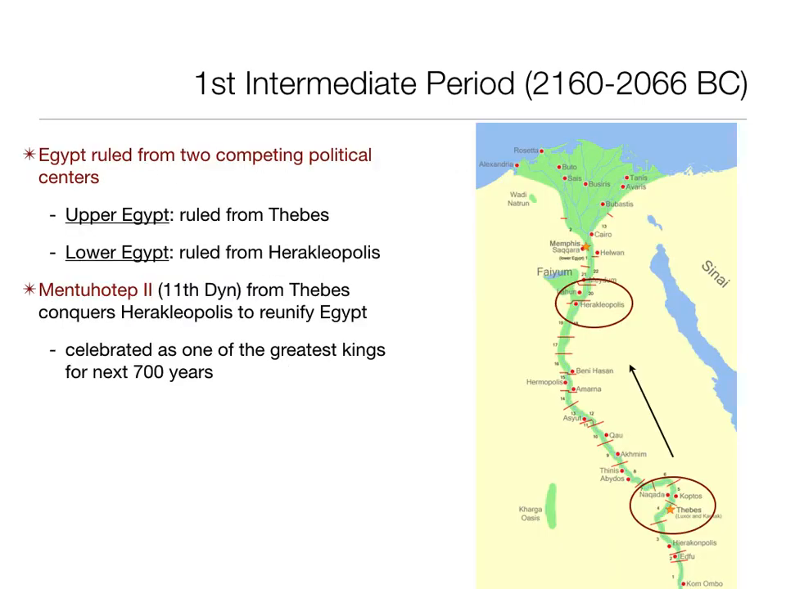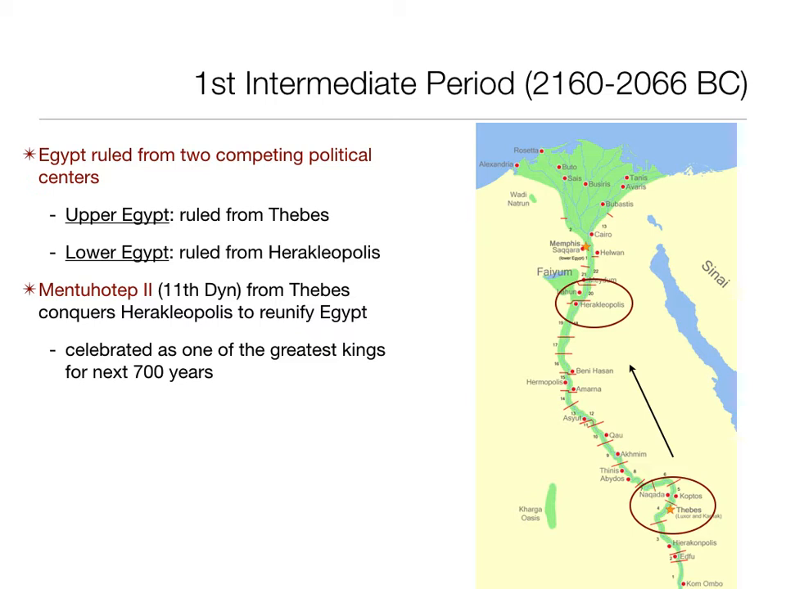And essentially you have a picture then where, I'm not going to dwell too much on the First Intermediate Period, which lasted about 100 years or so, but essentially you've got two competing power bases, one near the Fayum, near Lower Egypt, at a place called Heracleopolis, another one of those Greek names, and then a traditional power center at Thebes.